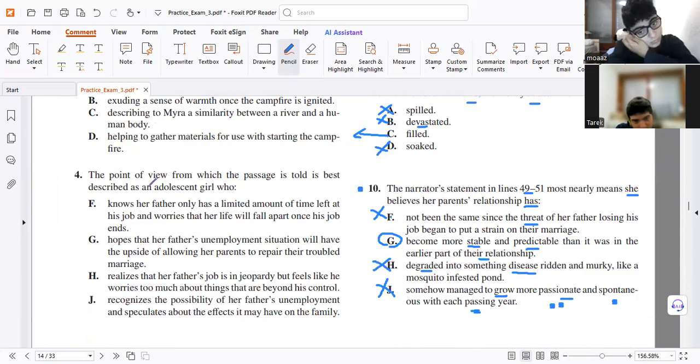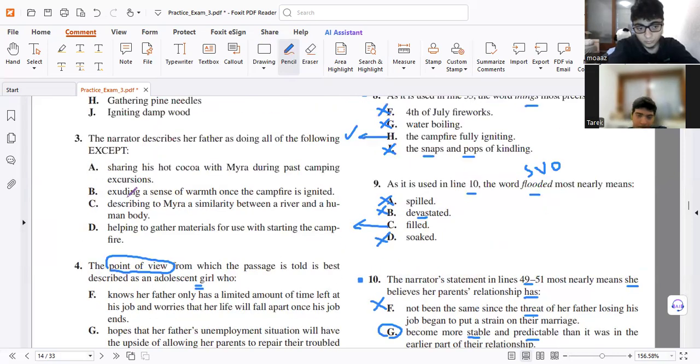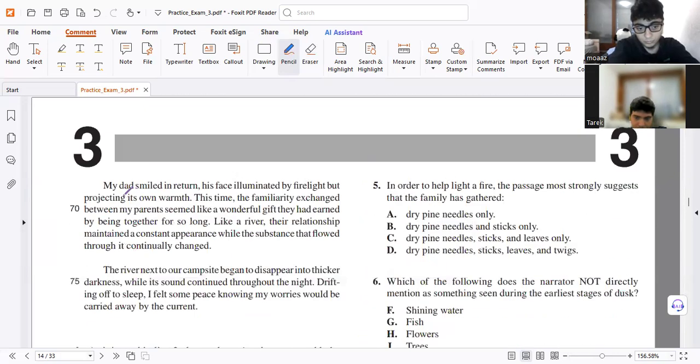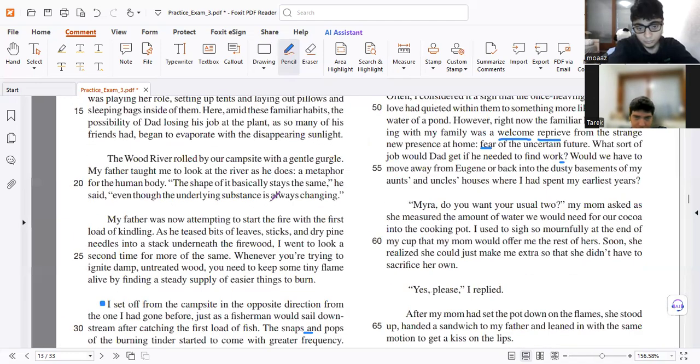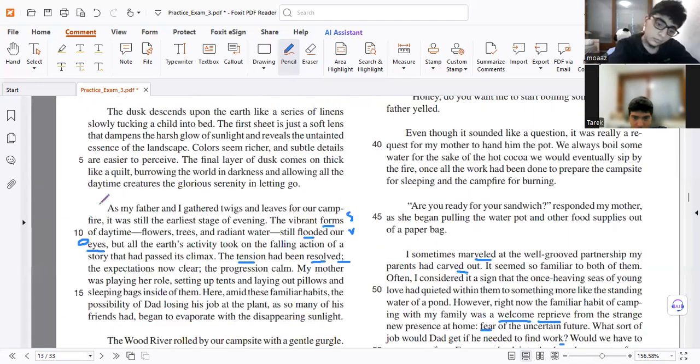How about the point of view from which the passage is told? Is best described as the girl who. So we test you about the general question. I cannot do that until I read the beginnings and the ends of each paragraph. Now let's go to check the end and the beginning very quickly. Here you have read some.